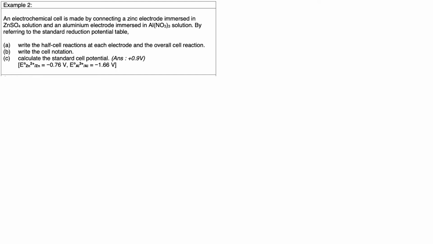And then B, you need to write the cell notation. And then C, you need to calculate the standard cell potential. So let's focus on A first. Okay, so you are given here the SRP for zinc and aluminium. Identify which one will be anode and which one will be cathode.